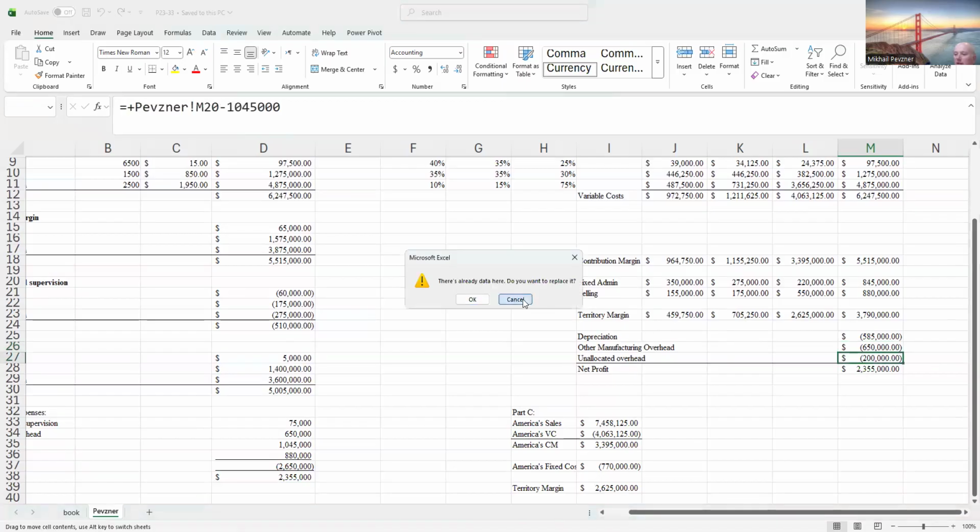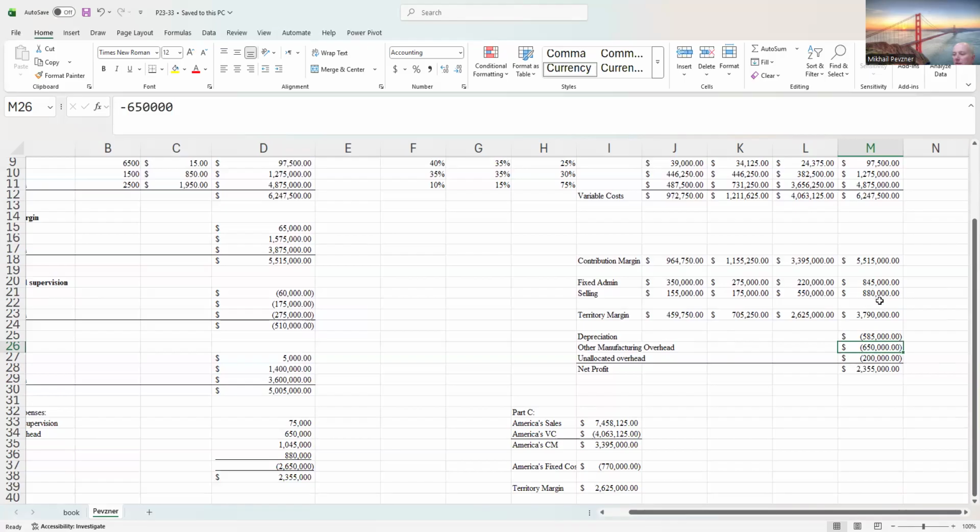Now that unallocated overhead, of course, you have this total overhead here of these two numbers. And we're told up on top of the problem that it's $200,000 additional overhead to get yourself to 1045. And so once you did that, you still have total net income of 2,355,000 on the geographical segment basis, just like you would under the product basis.